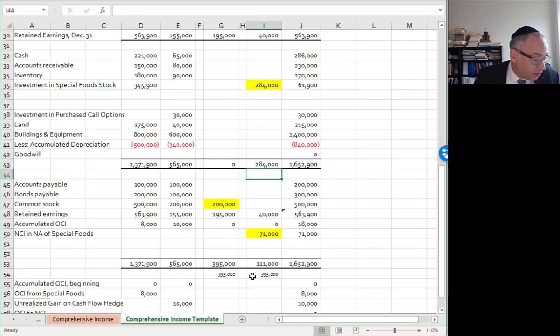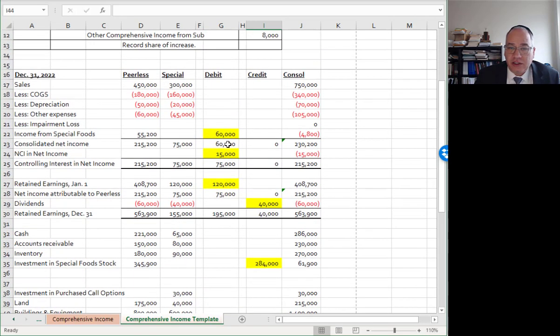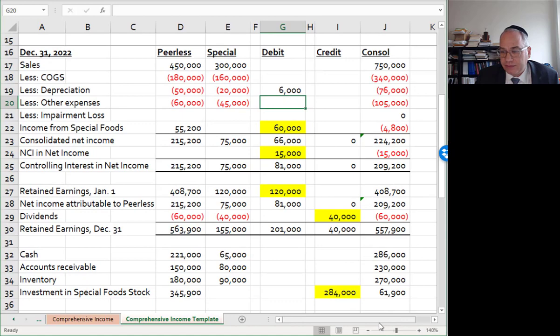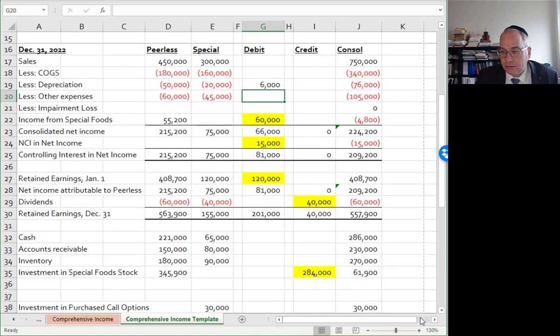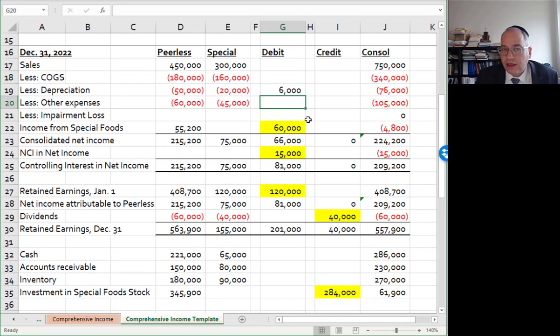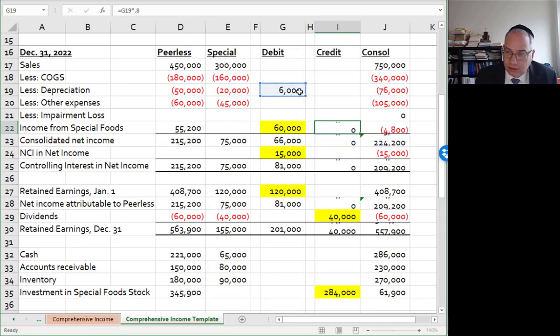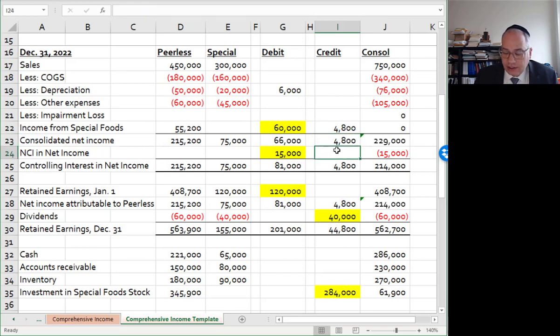Next thing to do now is focus on the income statement, and we had the additional $6,000 in depreciation. I'm not going to link it because we pretty much know what's going on with that and where that came from. So I'm going to debit depreciation for the $6,000, and then I'm going to credit income from special foods for 80% of that. And I'm going to credit the non-controlling interest in net income, $6,000 times 20%, or $1,200.